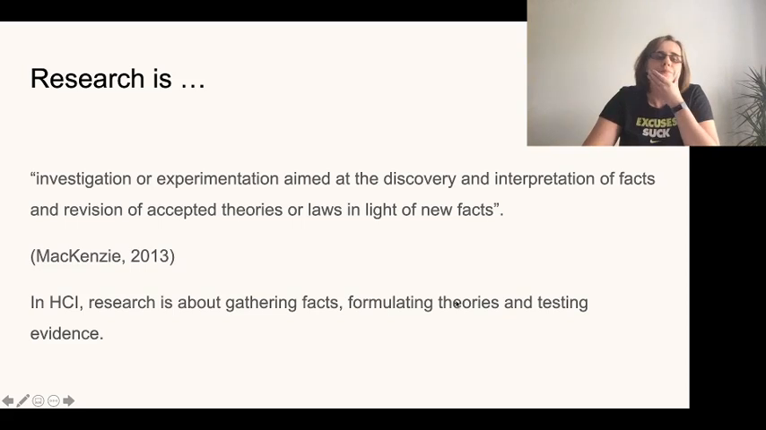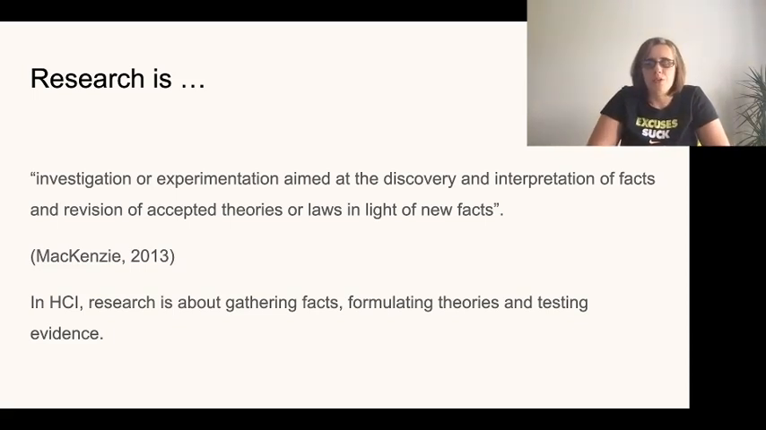Research itself, MacKenzie says, is aimed at the discovery and interpretation of facts, and I think that's true. In HCI, it's about gathering facts, formulating theories, and testing evidence. The difference between that and other research is that there's a lot more qualitative research in HCI.